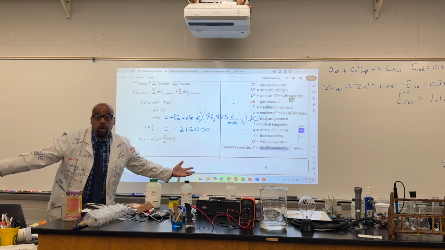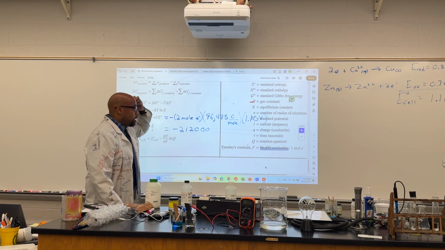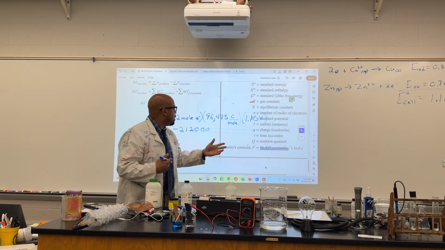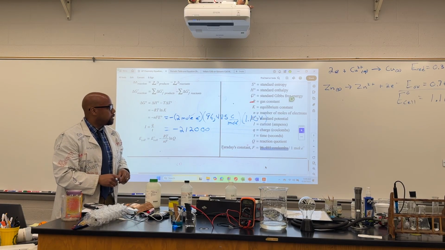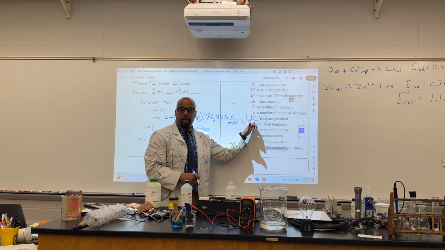Now, the question is, oh no, what is the units? Well, we got to look at it. That's coulombs. Coulombs, of course, we just use a capital C for coulombs. Moles of electrons cancel out right here. The problem we run into is right here. I got volts and I got coulombs sitting right here.